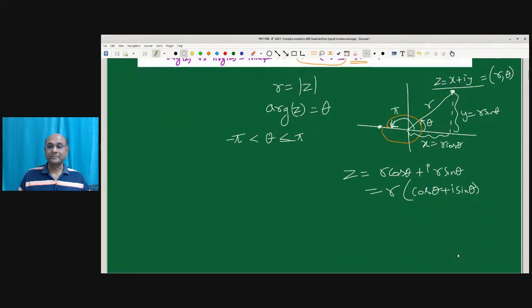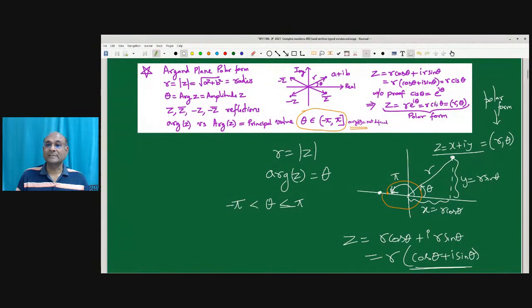This comes up so many times that we like a new name for cos theta plus i sin theta. We call it cis theta. What is cis theta? Cos theta plus i sin theta. People take C, then I, and S, and they say cis theta. So z can be written as r times cis theta, r times (cos theta plus i sin theta). So this is also called polar form.